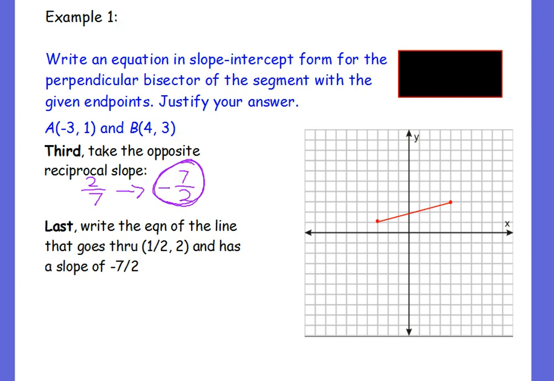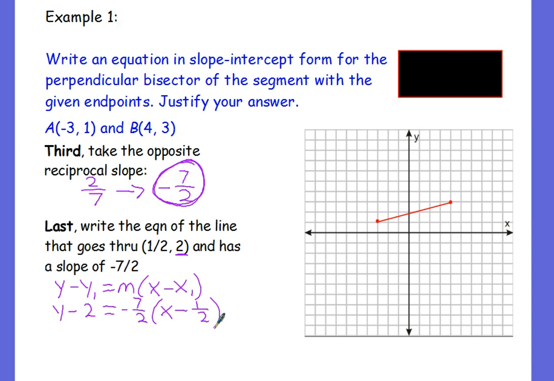negative 7 over 2. So since we have a point and a slope, I'm going to use point slope form, which is y minus y1 equals m times x minus x1. Again, I will provide this formula for your test. Okay, let's plug all the correct things in. So y minus my y1, which is 2, equals my m, which is negative 7 over 2, times my x minus my x1, which is 1/2.